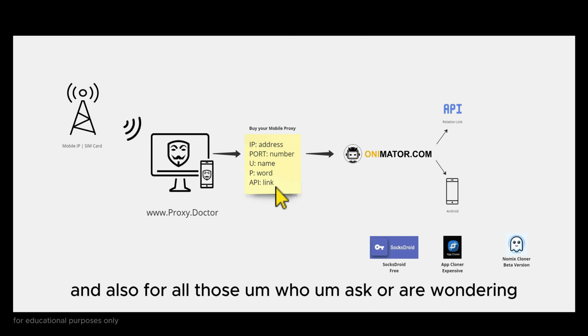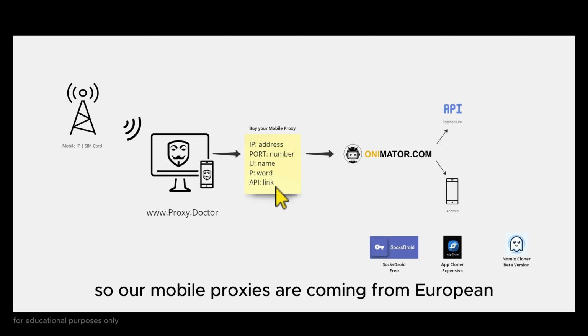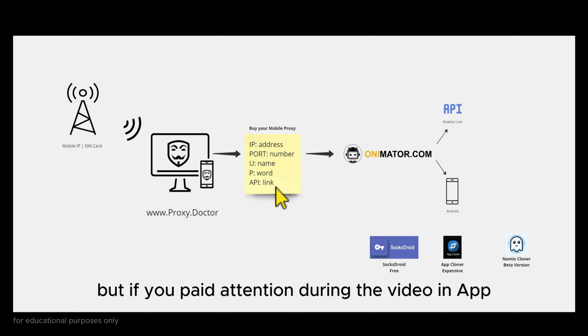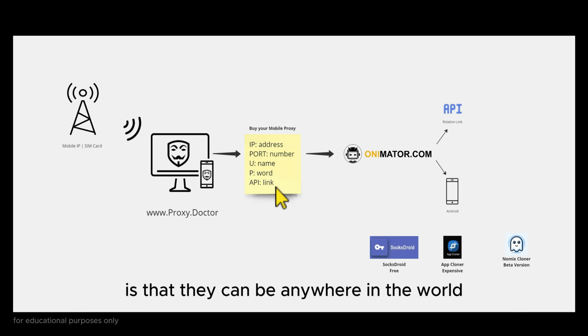And also for all those who ask or are wondering, yes, we are based in Europe, in a European country. So our mobile proxies are coming from European cell towers. But if you paid attention during the video, in AppCloner, you can spoof the GPS. You can spoof the location. You can be anywhere in the world. And the great thing with mobile IPs is that they can be anywhere in the world.